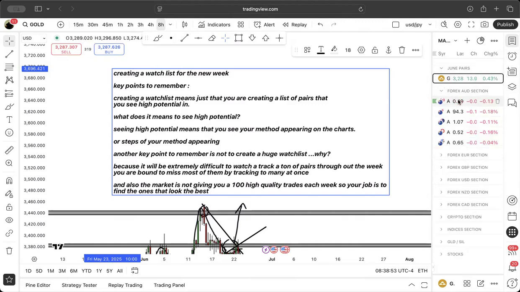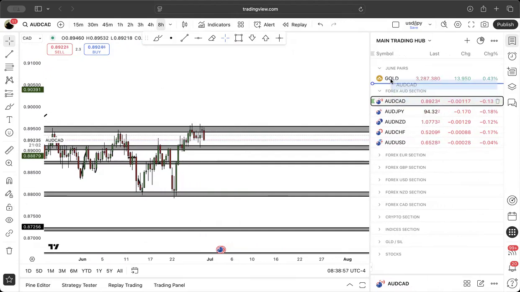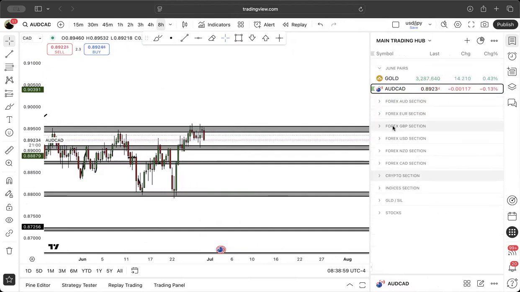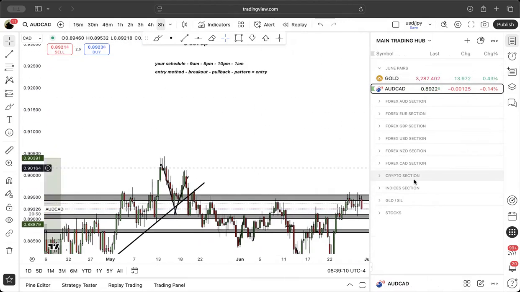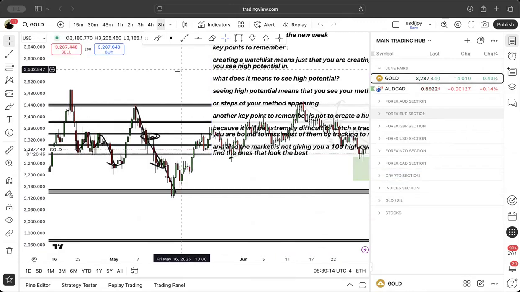But at any given time, I can move a pair that I want to watch up to my June watch list and then close this one, if that makes sense. This way I'm only tracking these two. I think it's super important that you're not looking at a bunch of different pairs at one given time. That's also one of the key topics I want to talk about today. So this is super important, guys.